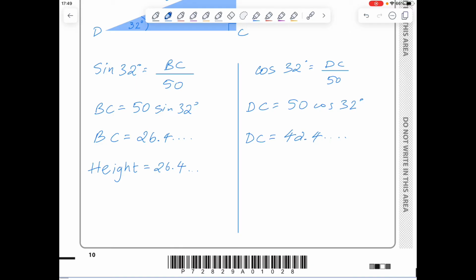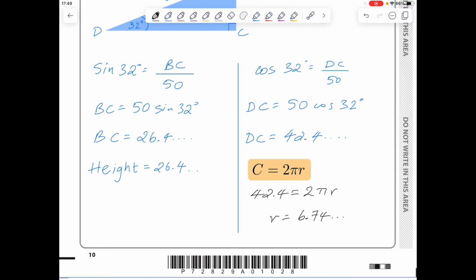Now this is the circumference. I'm going to use the formula for the circumference to find the radius. So 42.4 is equal to 2 pi r. Divide 42.4 by 2 pi. r comes out to be 6.74 and so on. So now I have the radius, I have the height.